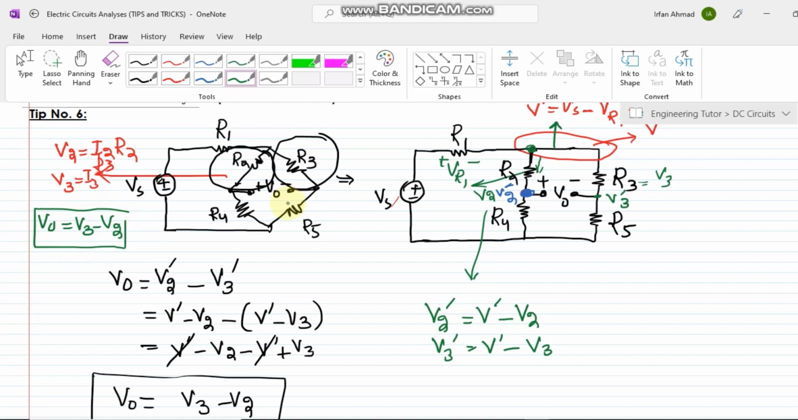Similarly, if the polarities are reversed, with plus here and minus here, what will happen? Then V0 will be equal to V2 minus V3 in the scenario when the polarities are reversed.